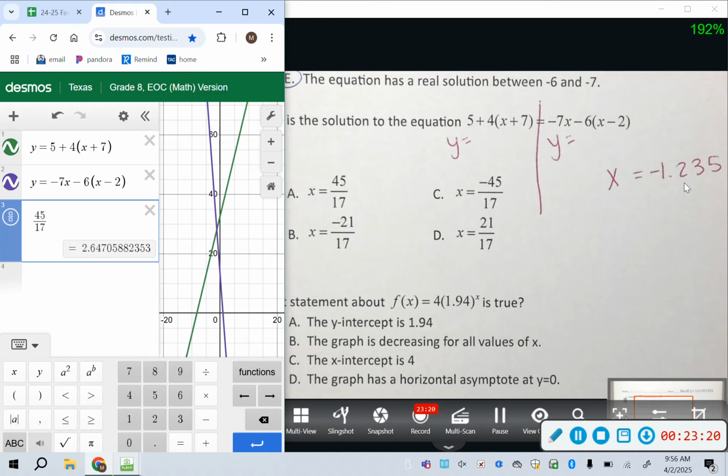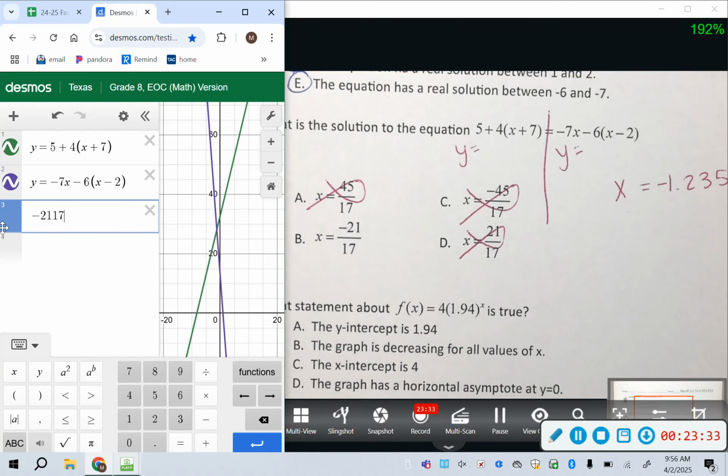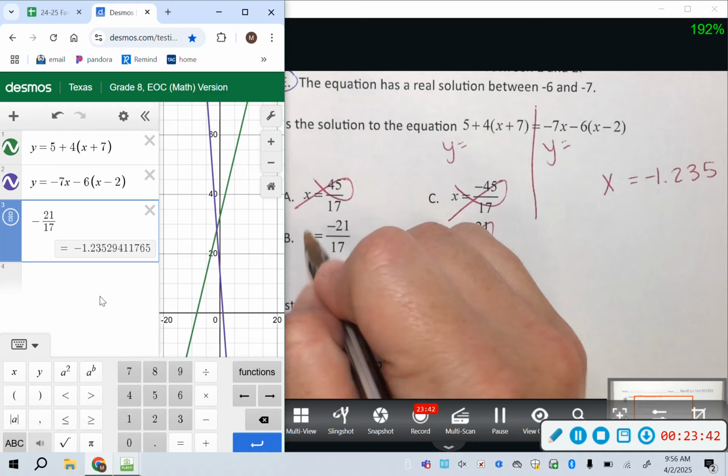First off, we need a negative, so let's cross off our two positives. So if I put a negative in front of this, it's still wrong. So that's not my answer. So B should be my answer. Let's double check, make sure we did it right. -21 divided by 17. It might help if I click divide. And there is my answer. It matches. So that is it.